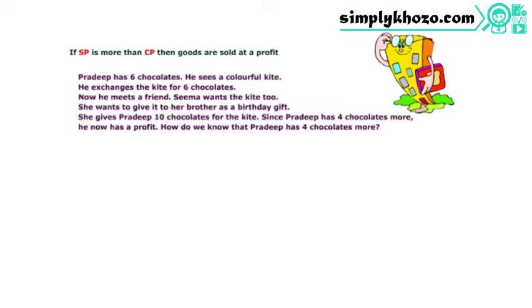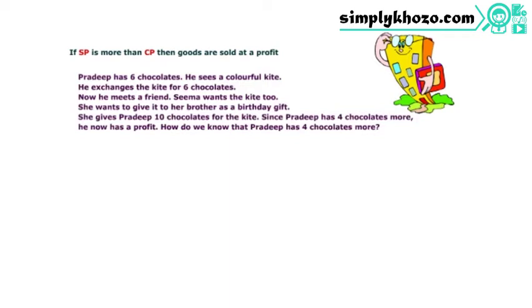Pradeep has 6 chocolates. He sees a colorful kite. He takes the kite and gives 6 chocolates. Now he meets a friend. Seema wants the kite too. She wants to give it to her brother as a birthday gift. She gives Pradeep 10 chocolates for the kite. Since Pradeep has 4 chocolates more, he now has a profit.